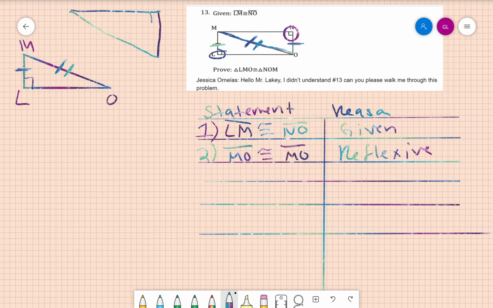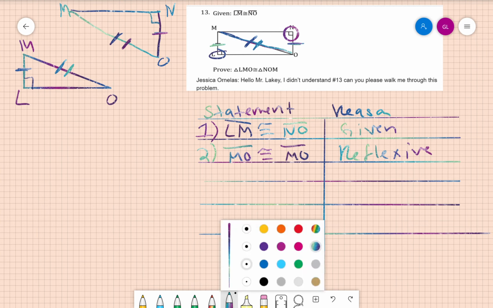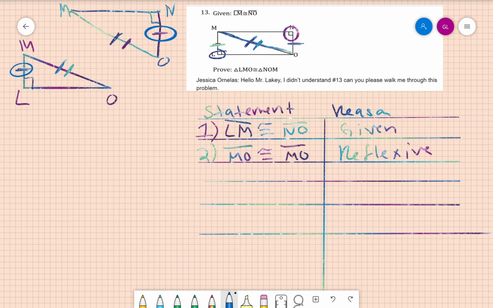So now we have a right angle here. We have the one hash mark, the one leg that's congruent. And then we have the hypotenuse that's congruent. So we have a right triangle. This is going to be O, N, M. We have a leg that's congruent on both sides, and then we have the hypotenuse that's congruent on both triangles.